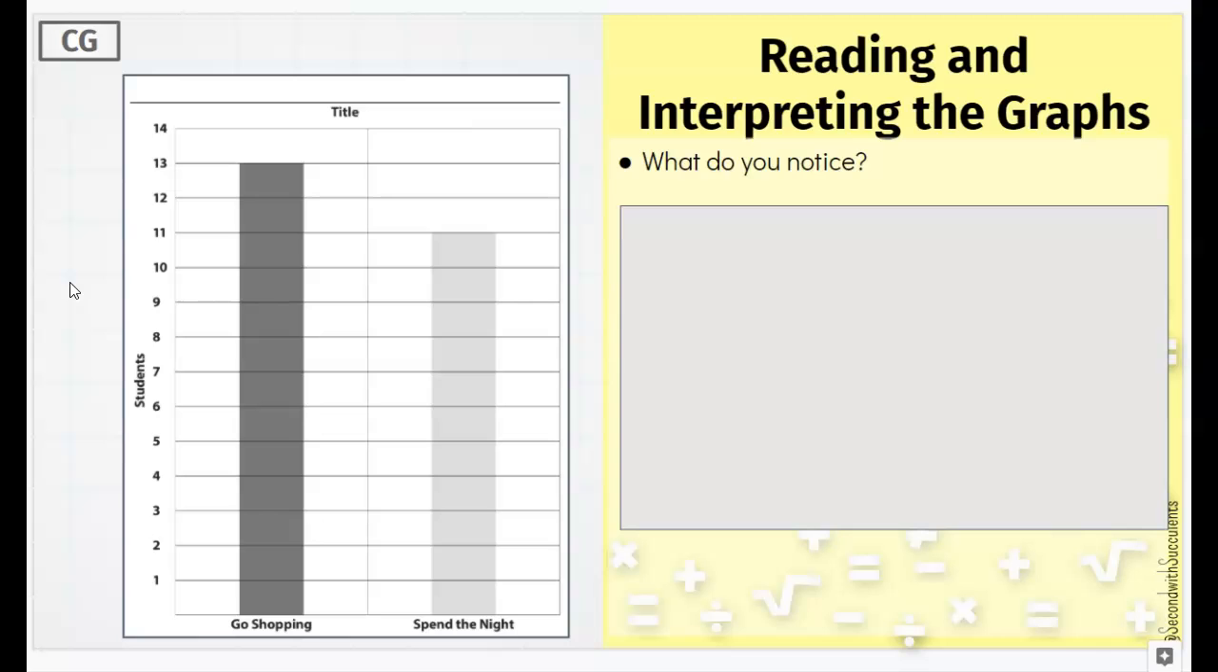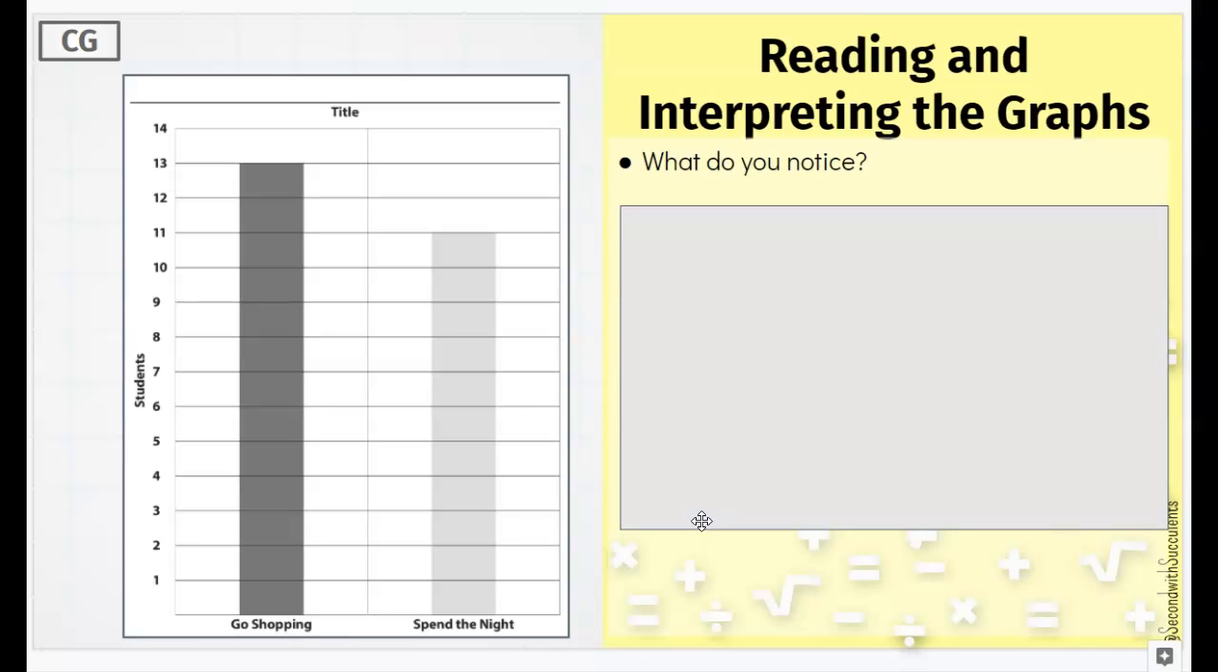You may have noticed that on the bottom, it says go shopping and spend the night. You may also have noticed the word students along the side and the numbers that go from 1, counting by ones, all the way to the number 14. You may also have noticed the word title and a line at the top. Show a connection if you noticed any of those different things. I should see a lot of connections. There's much to look at on this graph.